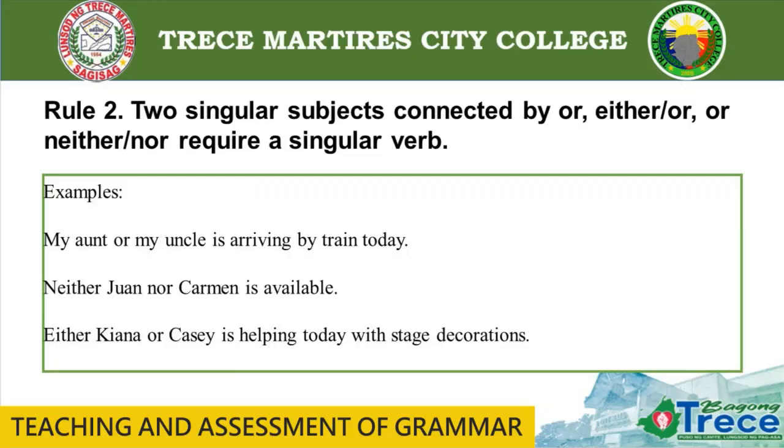Let us now proceed to the second rule, which is two singular subjects connected by or, either-or, or neither-nor require a singular verb. As for example in here, my aunt or my uncle is arriving by train today. Neither Juan nor Carmen is available. Either Kiana or Casey is helping today with stage decorations.